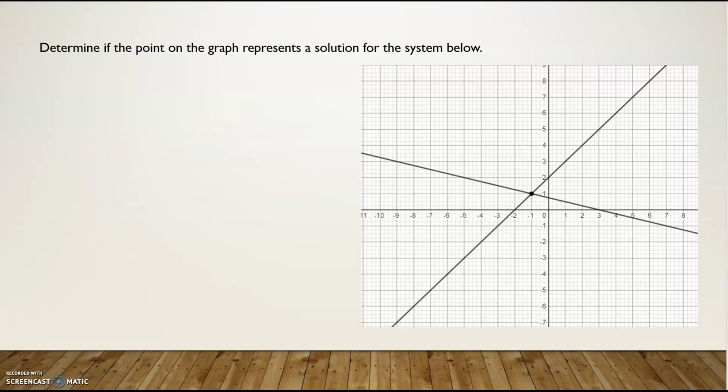Determine if the point on the graph represents a solution for the system below. Okay, here's our point right here. Hey, that's where the two lines are intersecting. So yes, that point does represent the solution for that system.